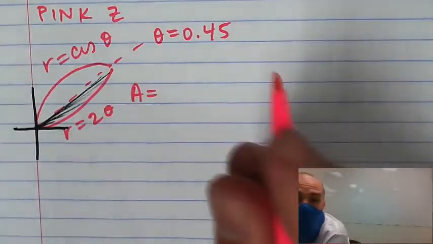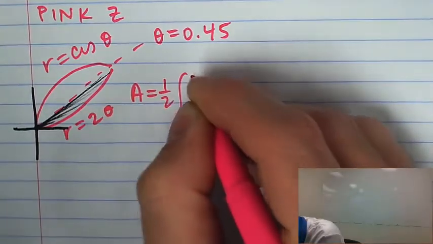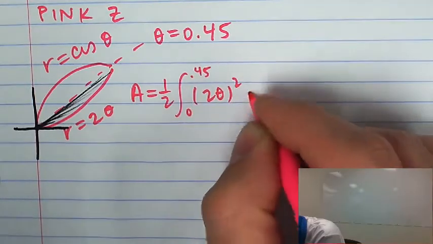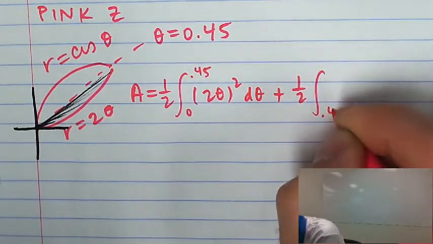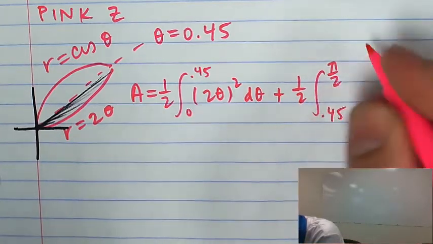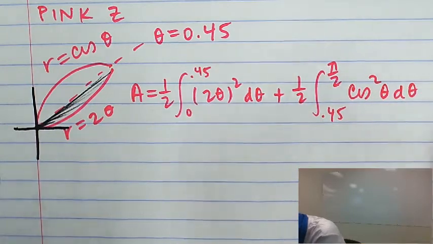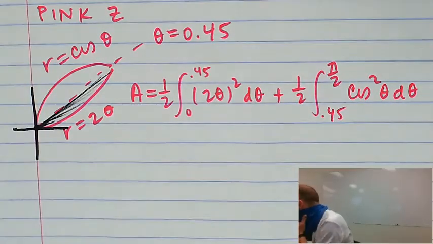We know it's 1/2 r squared d theta. So it's 1/2 the integral from 0 to 0.45 of r squared d theta plus 1/2 the integral from 0.45 to pi over 2 of r squared d theta. And that's a job for the calculator.